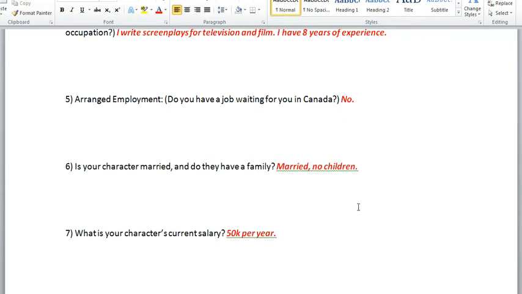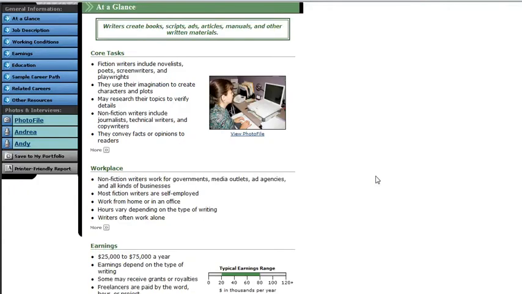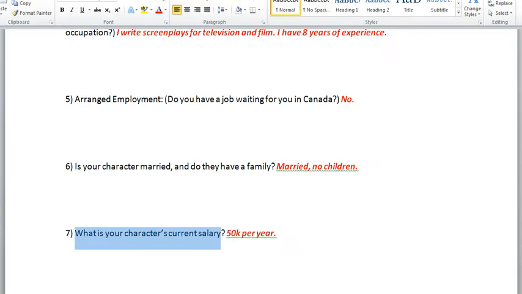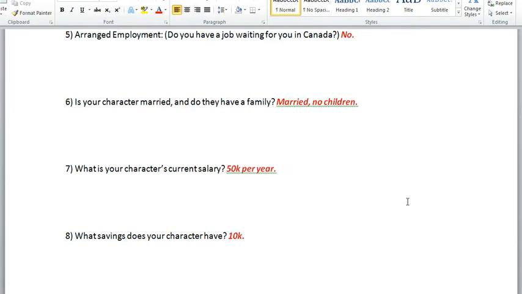What is your character's current salary here for number 7? That's again something that you can find within the job description on Career Cruising. So if I scroll down here to earnings, it says typically for a writer it would be between $25,000 and $75,000 a year. I figured if my character has 8 years experience, I wouldn't be at the bottom here, but I wouldn't yet be at the top, so somewhere around the middle. I chose to put $50,000 per year. I thought that was believable.